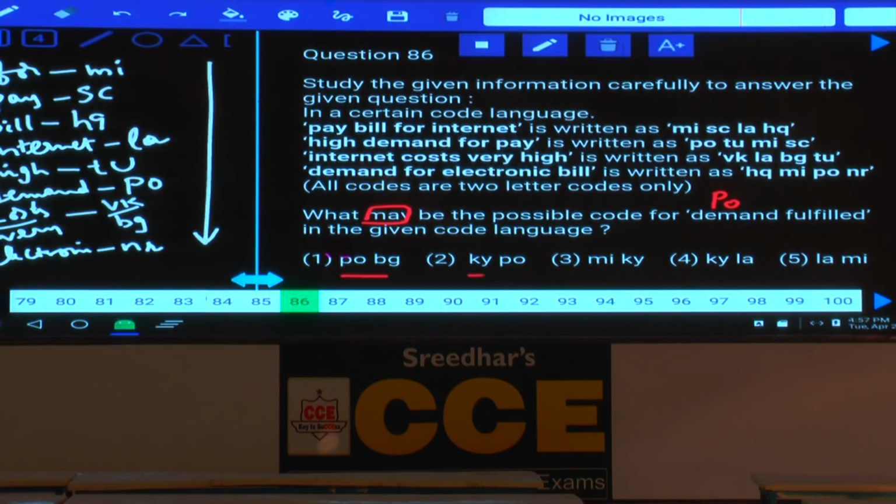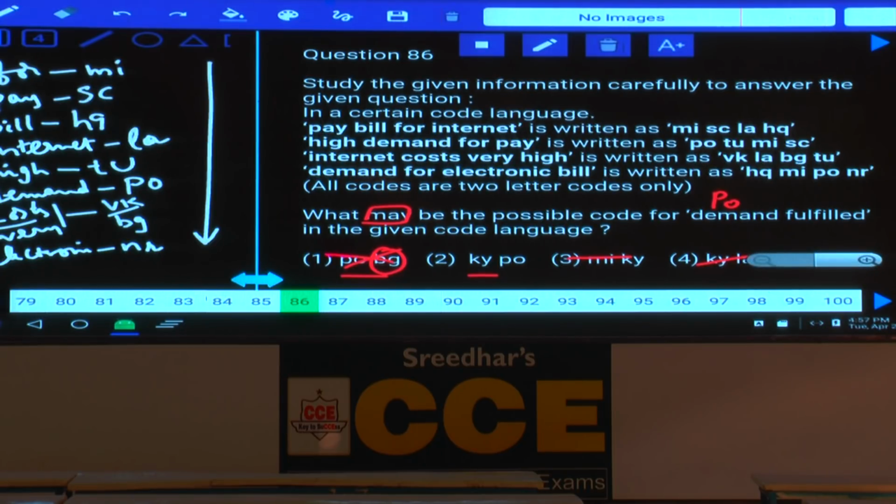POBG, POKY. Choice 3 cannot be possible because PO is not there, 4 is also not possible, and 5 is also not possible. Now we are left with only these two. Hence PO and BG, out of which can choice one be your answer? No. Why? Because BG cannot be the code to the word fulfilled. BG is the code to the word either cost or vary, hence it cannot be the code to the word fulfilled, and choice 1 is ruled out.